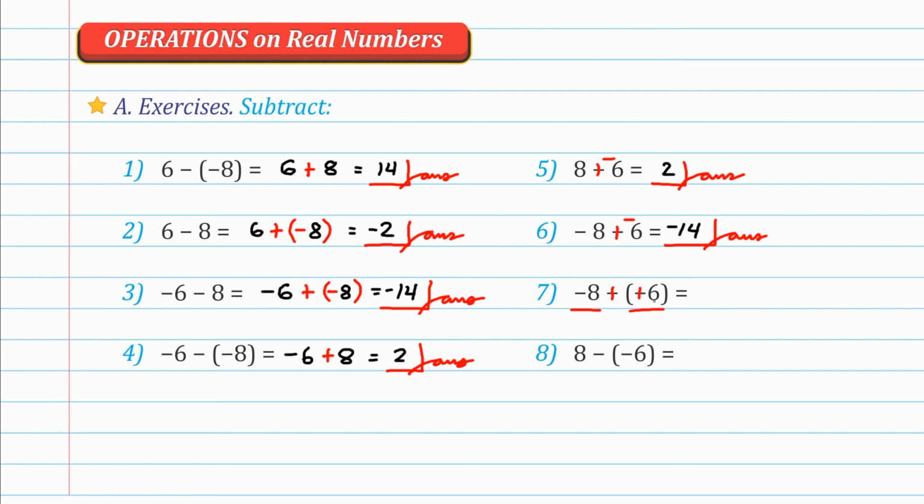So different signs. Therefore, we subtract their absolute values. 8 minus 6 is 2. Then bigger sign is negative. Therefore, negative wins. The answer is negative 2.